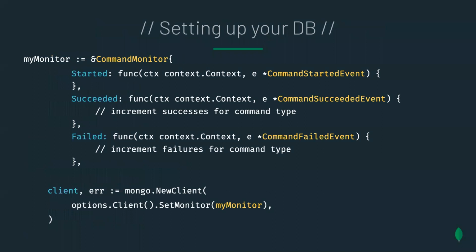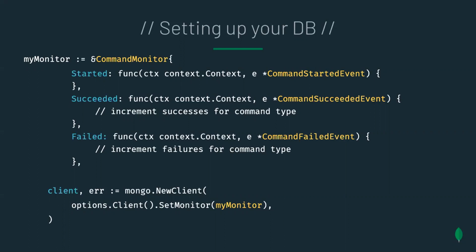And so what you want to create is this command monitor struct. It's got these started, succeeded, and failed functions. And you can just do anything in that function that you want with the event that you're passed. So succeeded and failed are just wrappers of the command finished event. And so, for example, I have here, you can increment successes by command type and increment failures by command type. And even though the metadata seems like it may be kind of simple, when you plug it in with the rest of your application, it can paint a larger picture of what's going on at any given time.